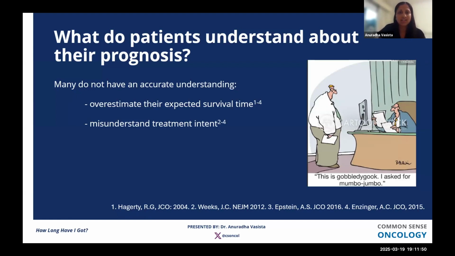What do patients understand about their prognosis? Many patients don't actually have an accurate understanding of their prognosis, and this has been reported time and time again in the literature, that patients often overestimate their expected survival time and also misunderstand the intent of treatment. So whether it's curative or palliative, the nuances behind their treatment intent are often misunderstood.